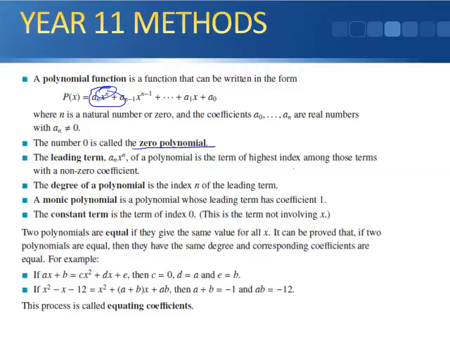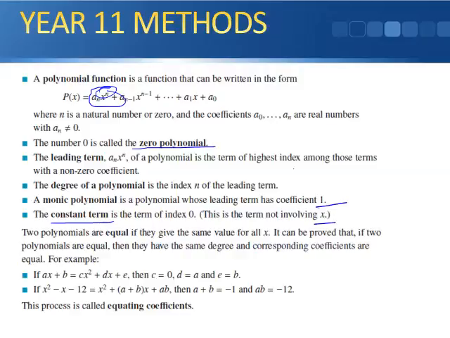A monic polynomial is a polynomial whose leading term has a coefficient of 1. So, 1x cubed plus 3x squared plus 2. The constant term is the one without the x.